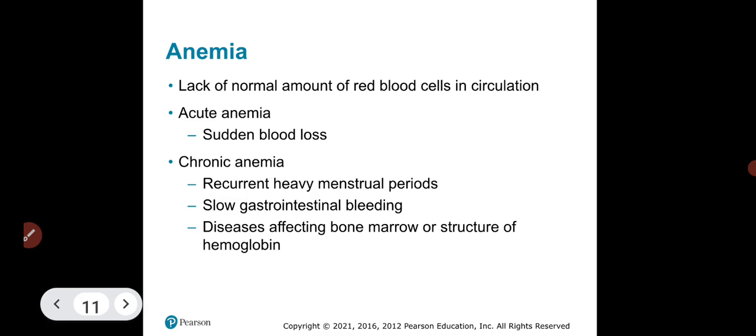Anemia. Lack of normal amount of red blood cells in circulation. Acute anemia is a sudden blood loss. Chronic anemia. Recurrent heavy menstrual periods, slow gastrointestinal bleeding, diseases affecting bone marrow or the structure of hemoglobin.